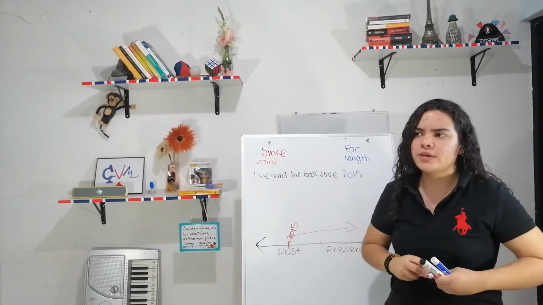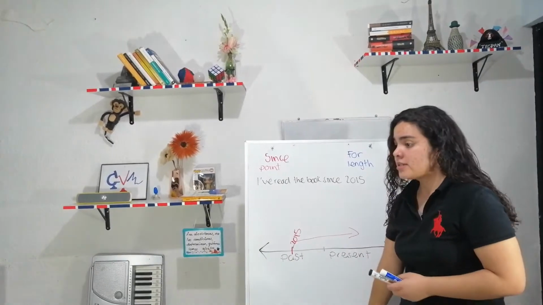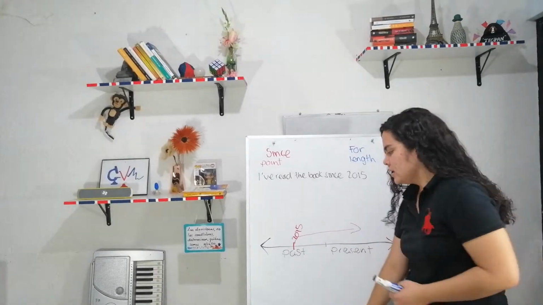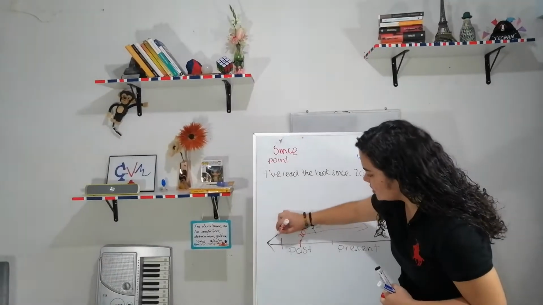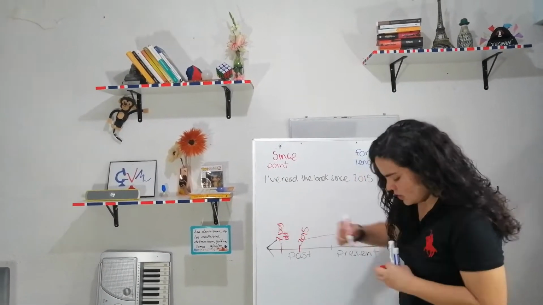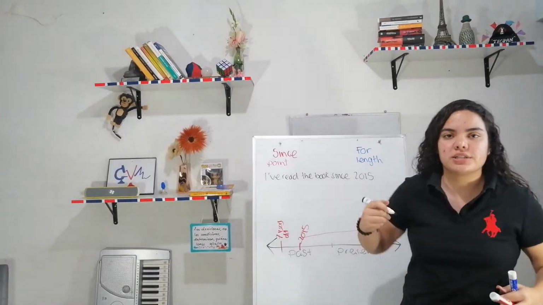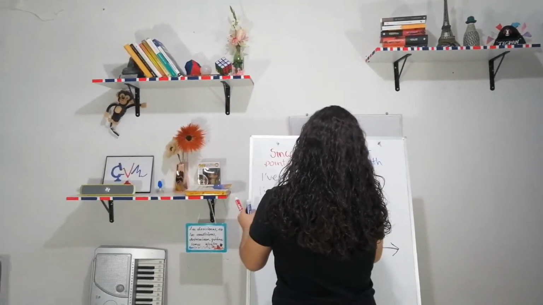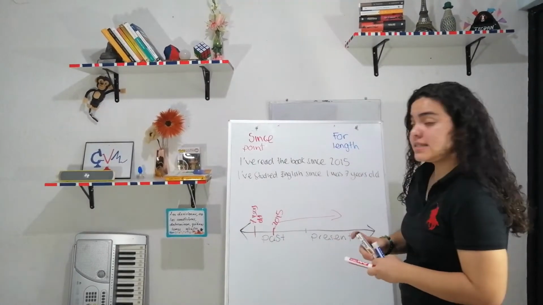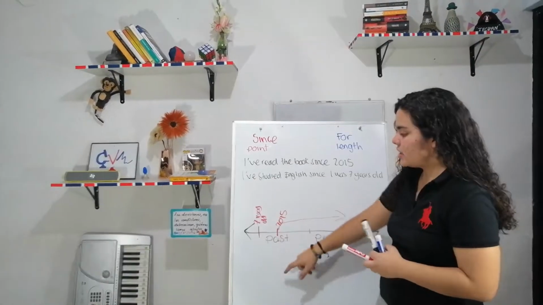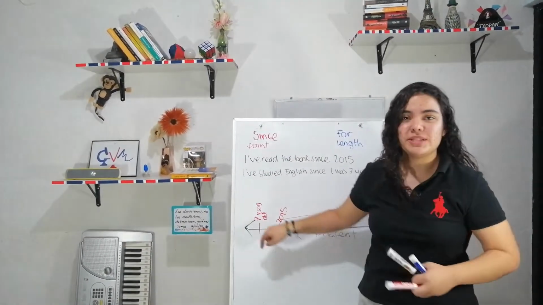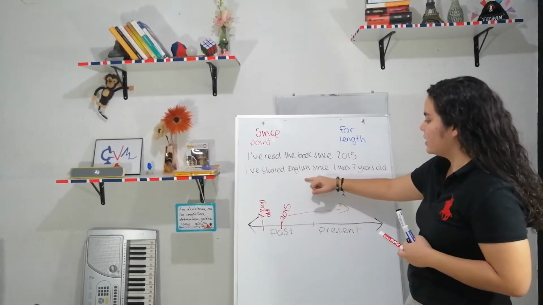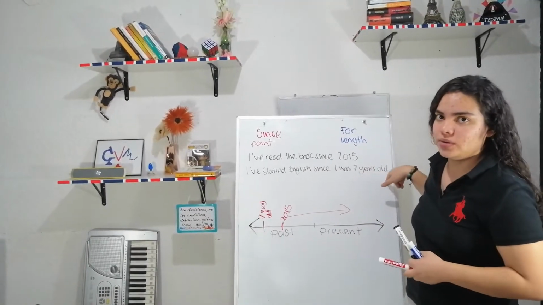Another use of it, and it would be the same to talk about a specific point, so I can say that I have learned English since I was 7 years old. So I can say here I was 7 years old. So I said I have studied English since I was 7 years old. So in this case, I'm saying the activity started since I was 7 years old. I know specifically when I was 7 years old, I started studying. So I say I have studied English since I was 7 years old.